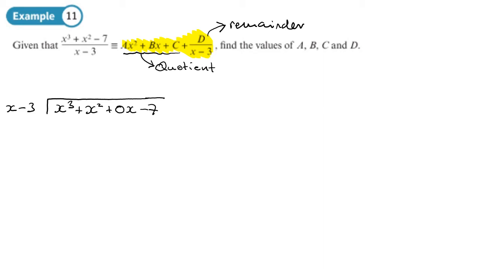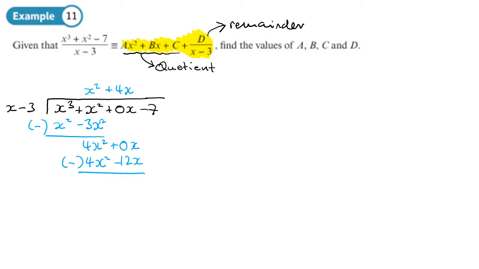Right, x into x cubed goes x squared. Multiply x times x squared, and x squared times minus 3. Subtract, that gives x squared plus 3x, 4x squared plus 0x. x into 4x squared goes 4x. Multiply 4x by x minus 3, that gives 4x squared minus 12x. Subtract. So it's just this algorithm, a series of steps we just repeat over and over again.